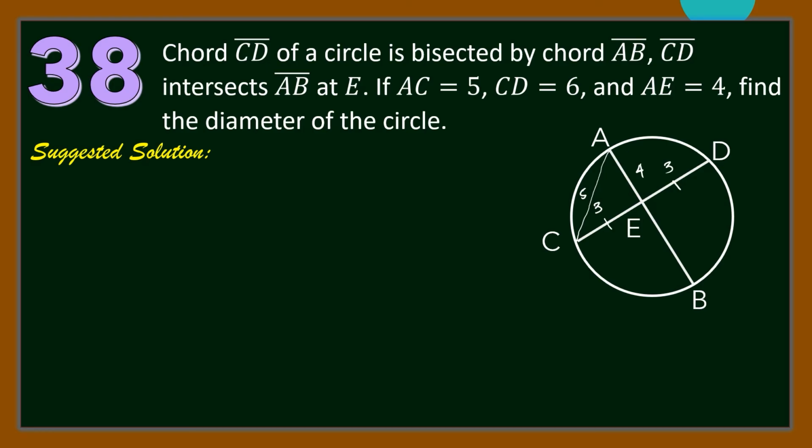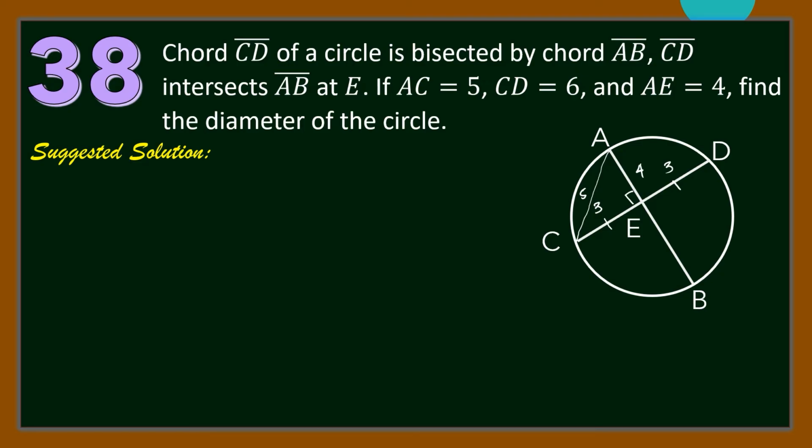Notice that triangle ACE has lengths 3, 4, and 5, which is a Pythagorean triple. Then we can say that triangle ACE is a right triangle with a right angle at E. Since AB bisects the chord CD and it forms a right angle, therefore AB is a diameter.